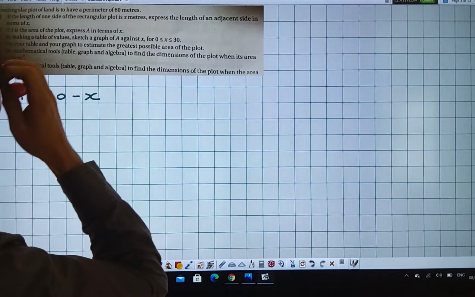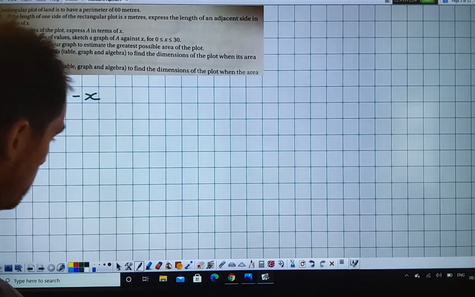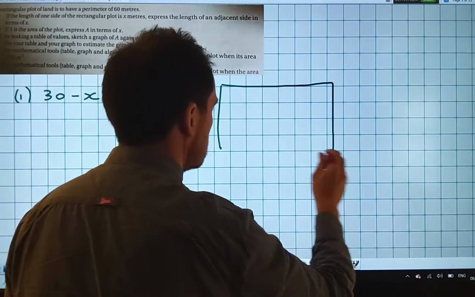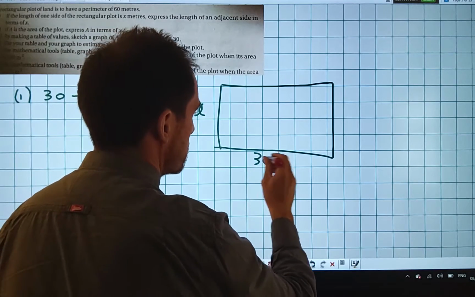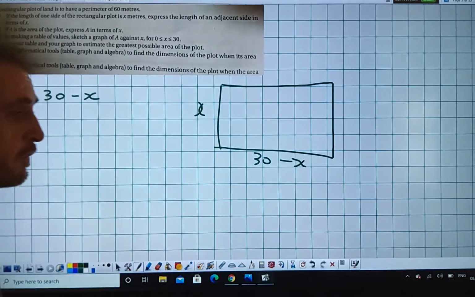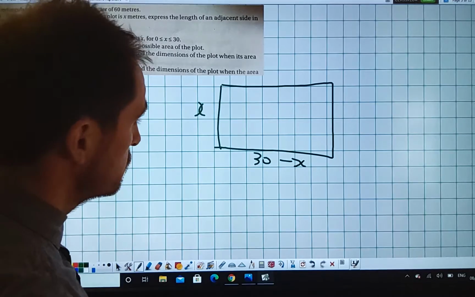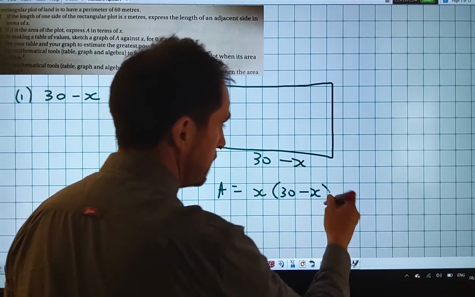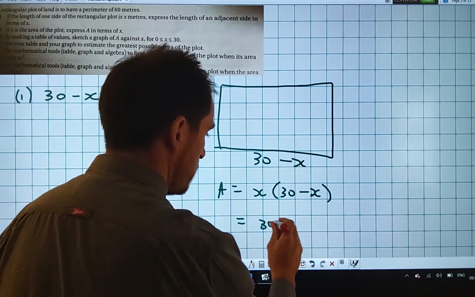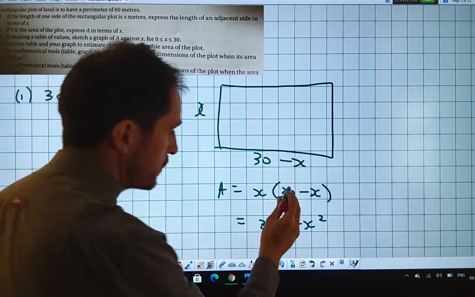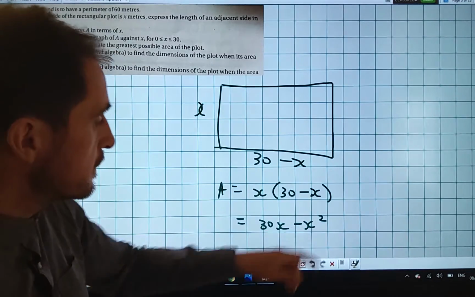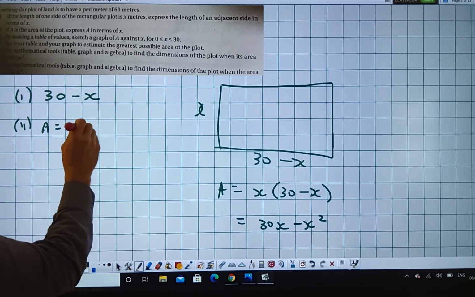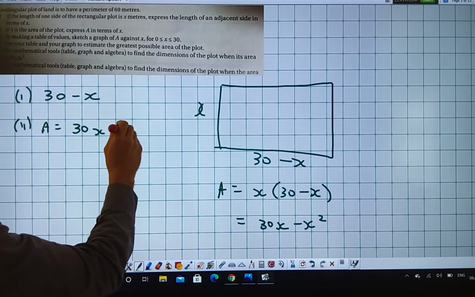Now, if A is the area, express A in terms of x. So again, let's look here. We have x and we have 30 minus x. Now, the area of a rectangle is length by width. So therefore the area is just going to be x times 30 minus x, and that's it in terms of x. So it's 30x minus x squared, because 30 times x is 30x, and x times x is x squared. So I know that the area is equal to 30x minus x squared.